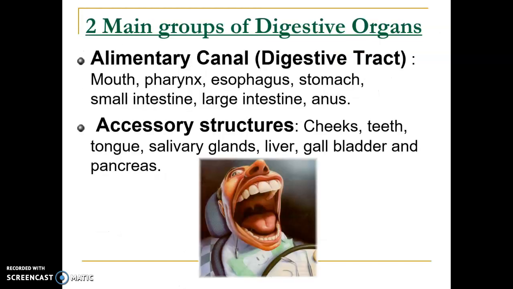All right. Two main groups of digestive organs. One is the alimentary canal, that is everything: mouth, the pharynx, the esophagus, stomach, small intestine, large intestine, anus. The accessory structures are things which supposedly don't touch the food, even though the cheeks do. Cheeks kind of move it down. Teeth chomp it up. The tongue pushes it back. The salivary glands produce the saliva. The liver, the gallbladder, and the pancreas don't touch the food directly, supposedly. Okay, they don't break it down.